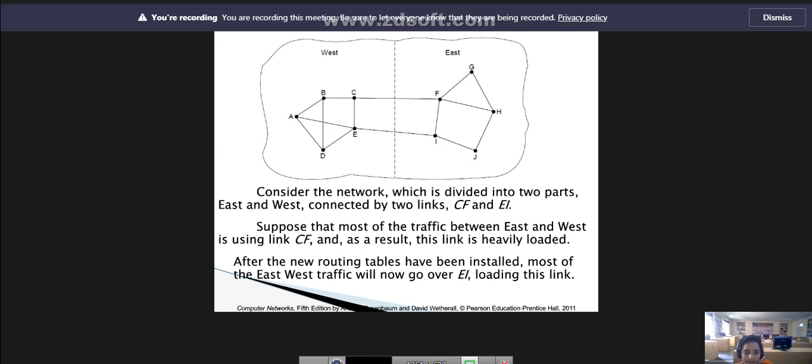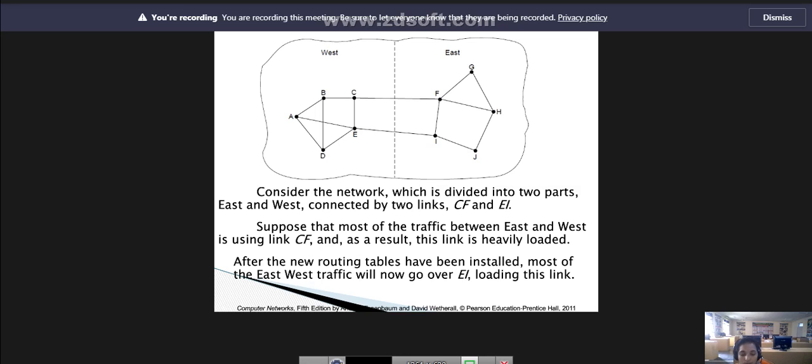So this is the example diagram. In this network, which is divided into two parts, east and west, connected by two links, CF and EI. Suppose that most of the traffic between east and west is using link CF, and as a result this link is heavily loaded with long delays. So including queuing delay in the weight used for the shortest path calculation will make EI more attractive. After the new routing tables have been installed, most of the east-west traffic will now go over EI, loading this link.